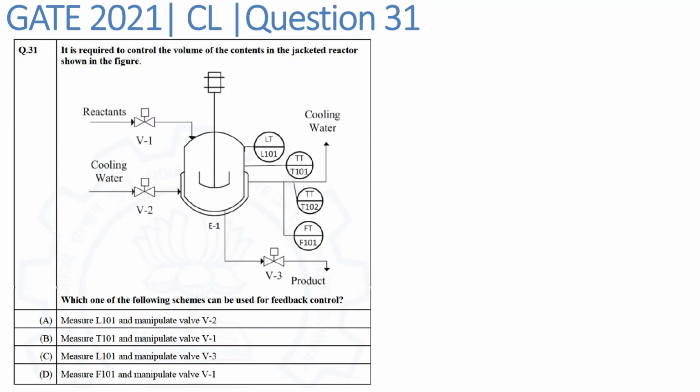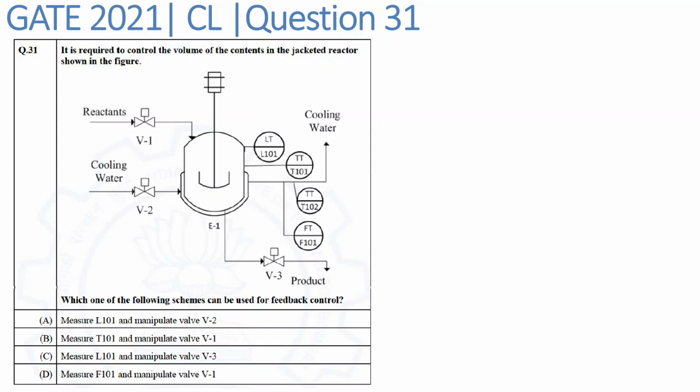Again, this is question number 31 of GATE 2021. So the question states that it is required to control the volume of contents in the jacketed reactor as shown in the figure. Which one of the following schemes can be used for feedback control?